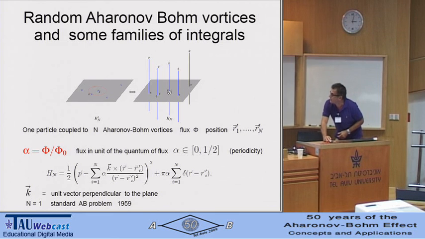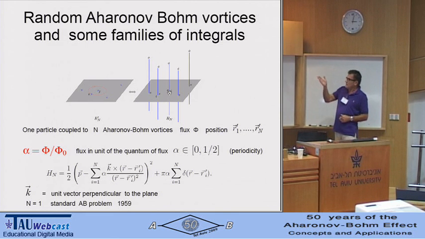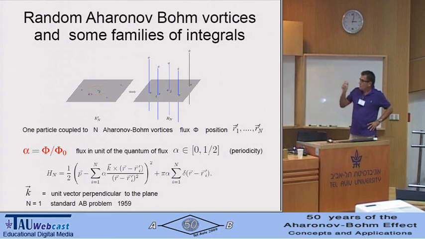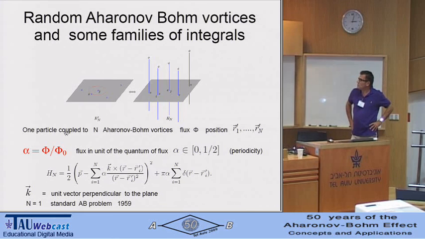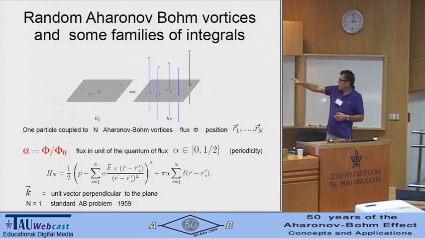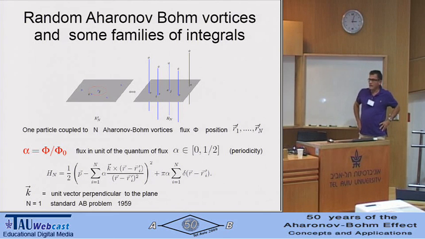And here it's the regular wave function with an interacting particle coupled to Aharonov-Bohm vortices. So I will use this interacting formulation with regular wave functions. So the problem is, again, one particle coupled to n Aharonov-Bohm vortices. Each vortex carries a flux phi, and the position of the vortices is R1 prime, up to Rn prime. So we have n vortices.